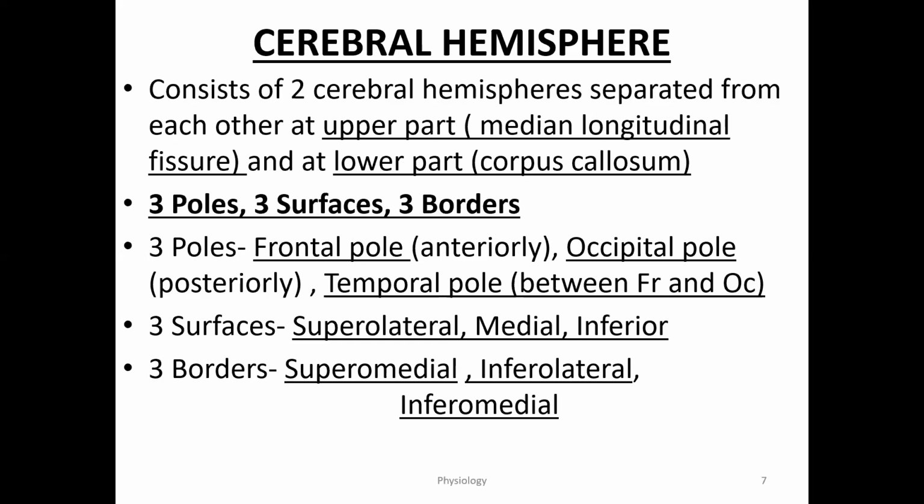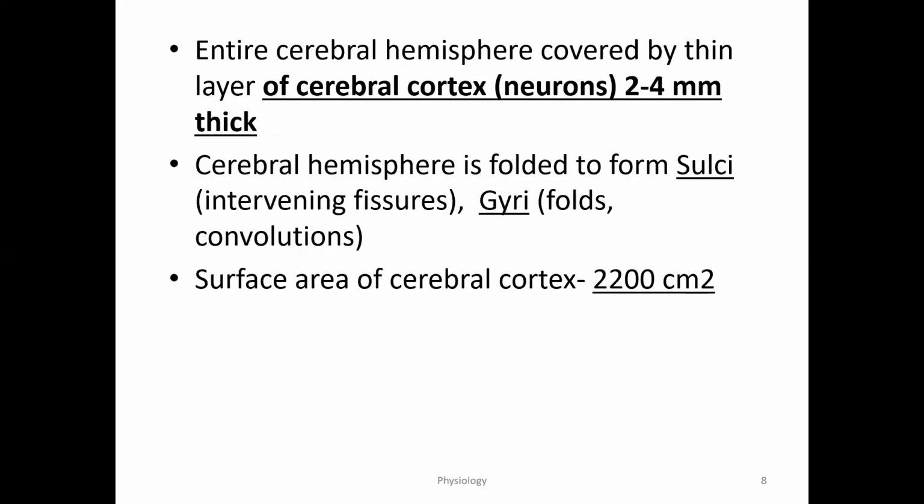There are two cerebral hemispheres which are separated at the upper part by the median longitudinal fissure and the lower part by the corpus callosum. Each cerebral hemisphere has three poles, three surfaces, and three borders. The three poles are frontal pole, occipital pole, and temporal pole, while three surfaces are superolateral surface, medial surface, and inferior surface. Three borders are superomedial, inferolateral, and inferomedial. That is what I am going to show you in the diagram. What are the different poles, surfaces, and borders?